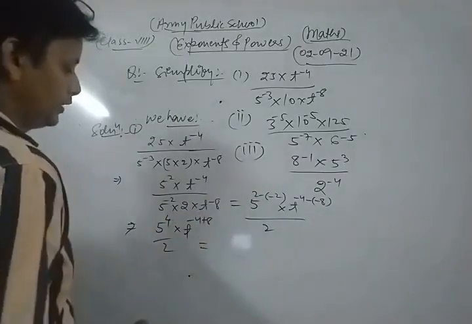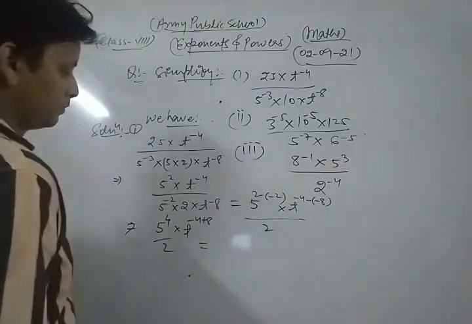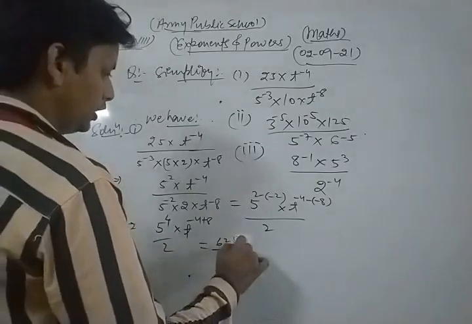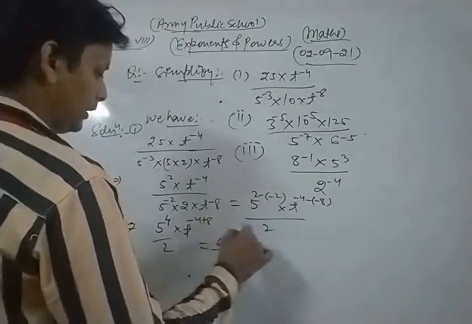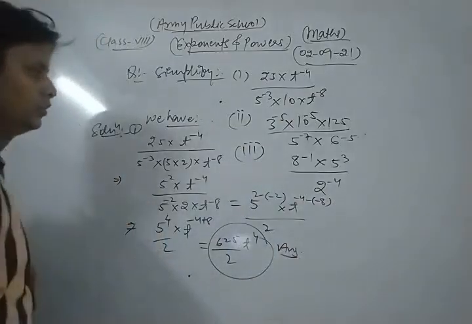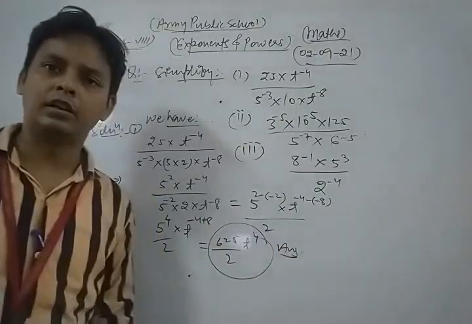We have 5 into 5 is 25, into 25 is 625, upon 2 into t power plus 4. This is the required solution of the given question.